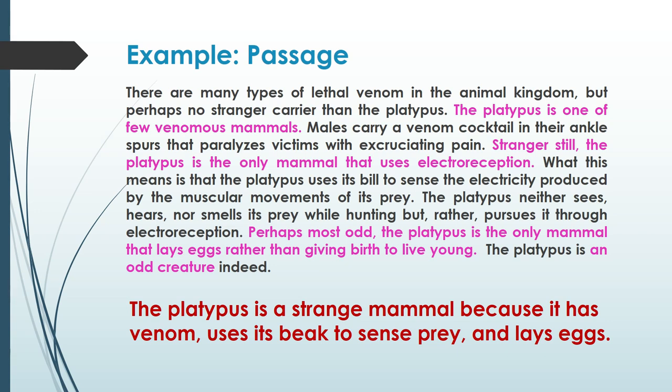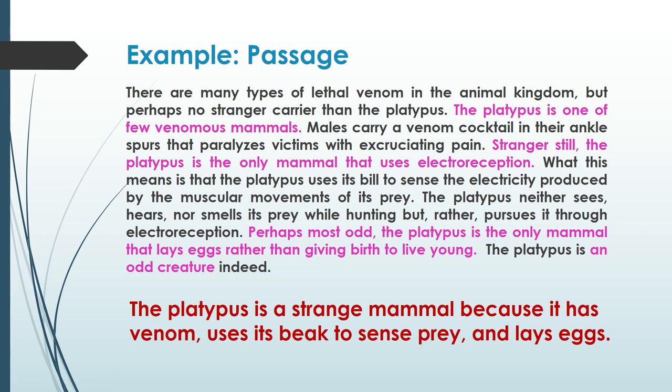I have chosen this passage because you are from the zoology department. So I thought that you would relate to it and it will be easier for you to understand the idea given over here. So let's quickly read it and try to figure out why I shortened it to these two lines. Now the paragraph starts. There are many types of lethal, fatal venom, poison in the animal kingdom, but perhaps no stranger carrier than the platypus. Kindly don't forget that the main idea is usually in the initial lines.